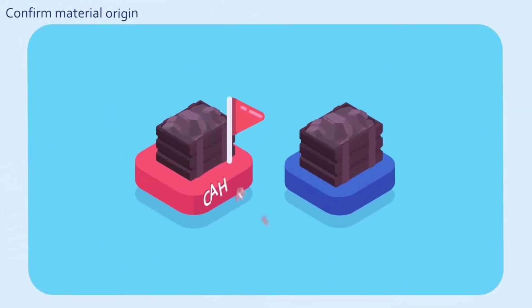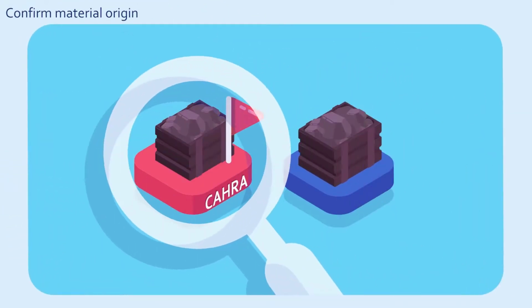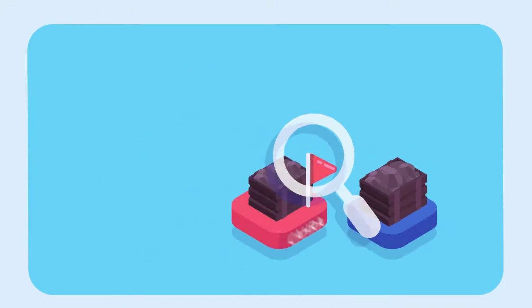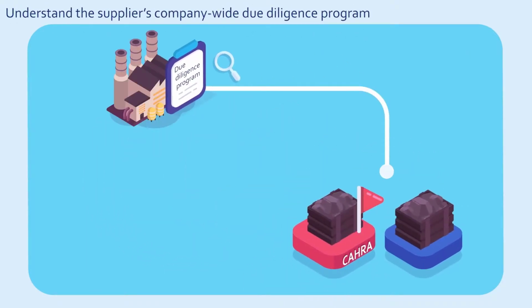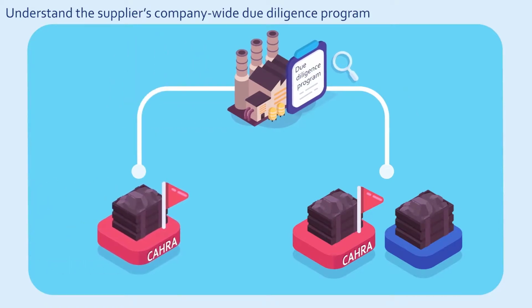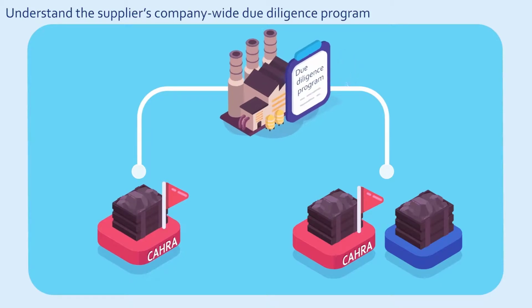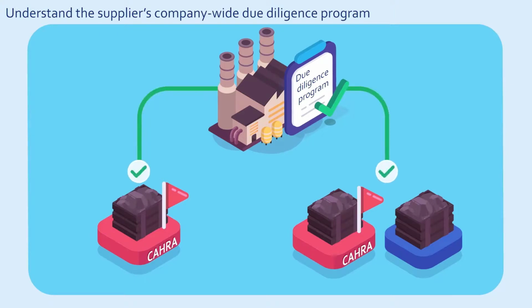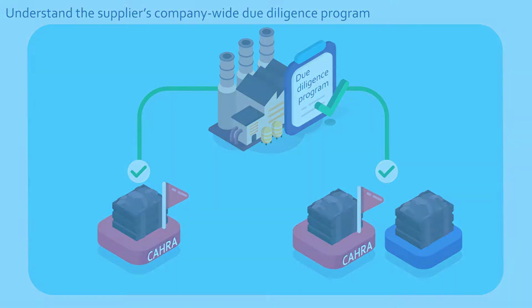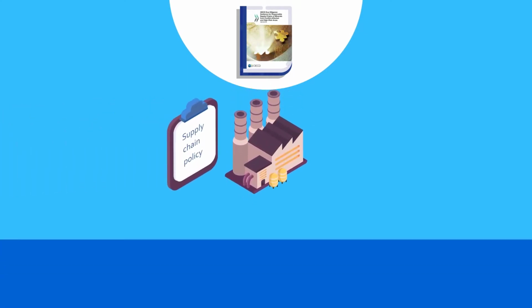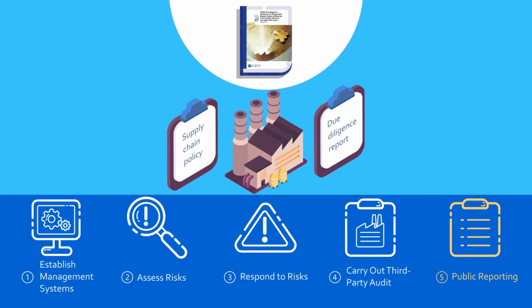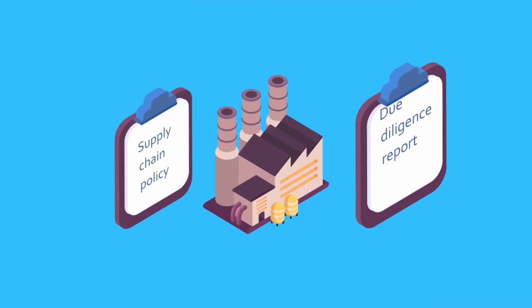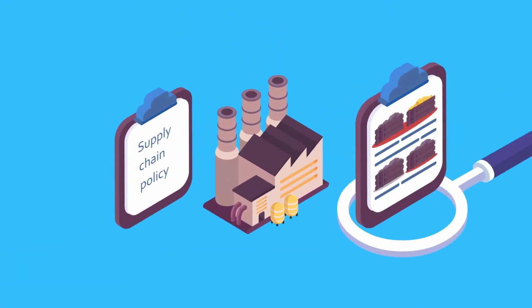To confirm no red flag, first verify that the origin of your materials is not the CAHRA. Then you need to understand if your supplier has a company-wide due diligence program in place, or if the due diligence program is only for one facility. If the supplier has a company-wide policy, ensure that the facility you're supplying from is aware of and adheres to this policy. First, check if they have a publicly available supply chain policy and due diligence report. For example, do the reports show how the company implements due diligence across materials and geographies?